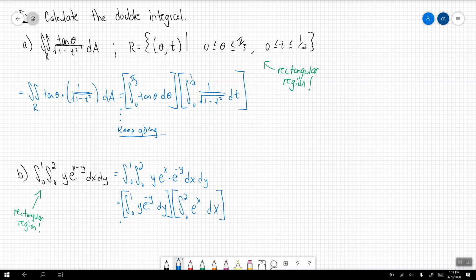Well, guess what you have to do? You have to keep going. This is actually where I'm going to end the lesson for today. What I want you all to do is finish these two integrals and see what you get. I'm going to be looking for the answer on the discussion board.